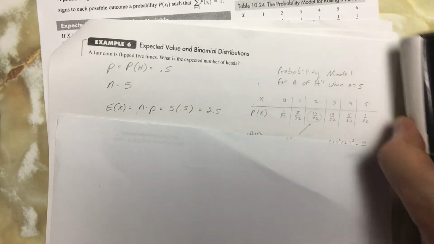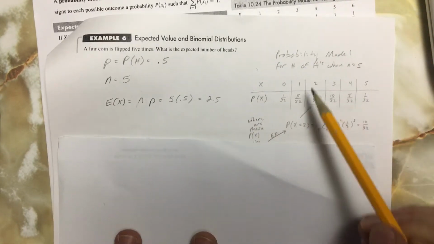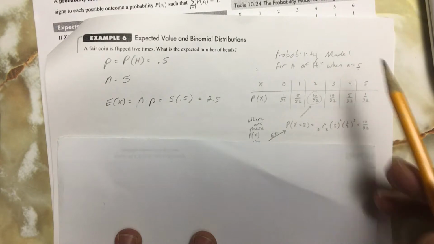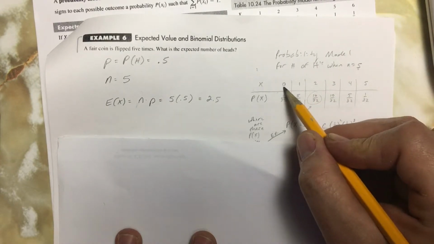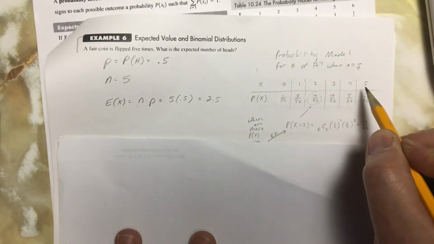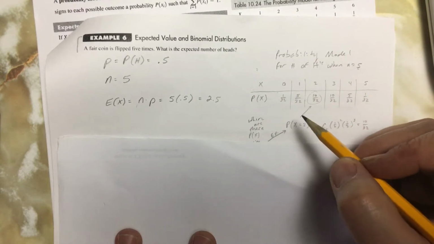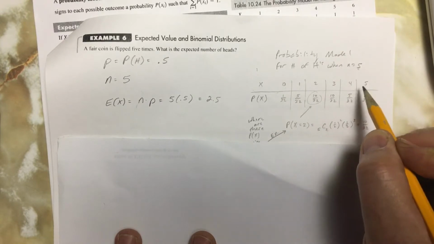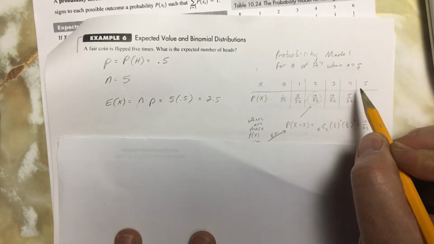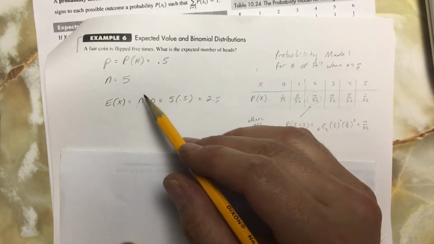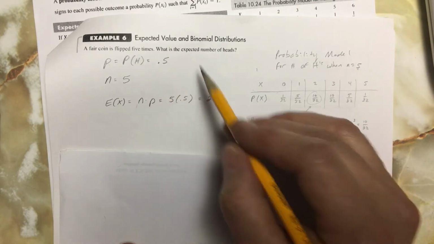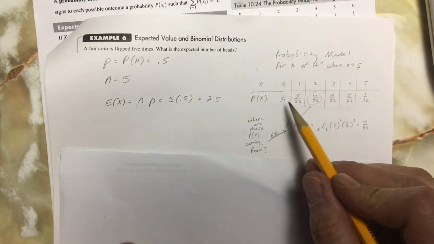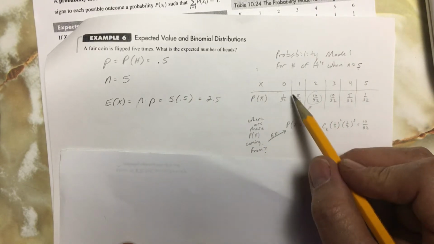Now what I also did here is I made a probability model for the number of heads when you flip it 5 times. I put up all the different things that could happen when it comes to getting heads when you flip a coin 5 times. I could get 0 heads, 1 head, 2, 3, 4, or 5 heads. Those are the only things that could happen. We talked about what the expected value is. Now I'm looking at the entire probability model. These are all the things that could happen.